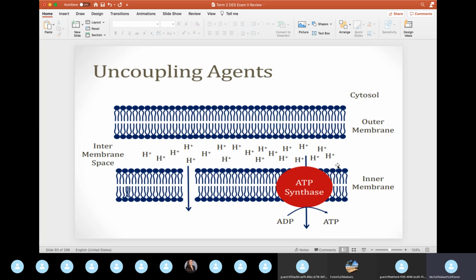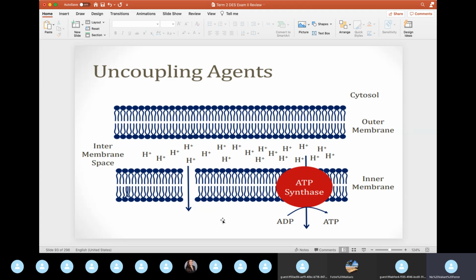For uncoupling agents, they increase the permeability of the membrane, resulting in what? Decreased proton gradient in the intermembrane space. You have increased oxygen and NADH consumption. The ATP synthesis stops. However, the electron transport chain continues, thereby generating heat.